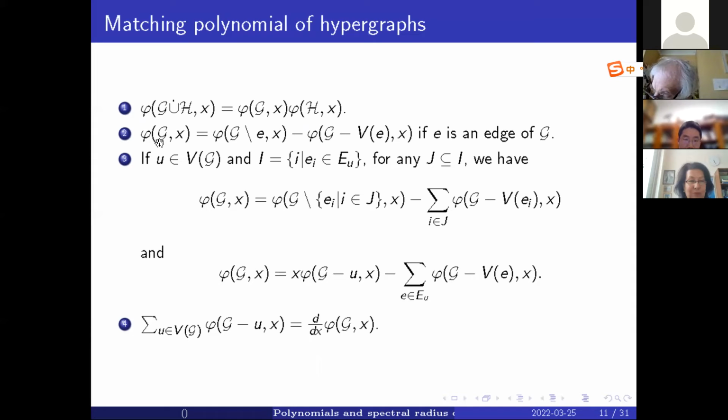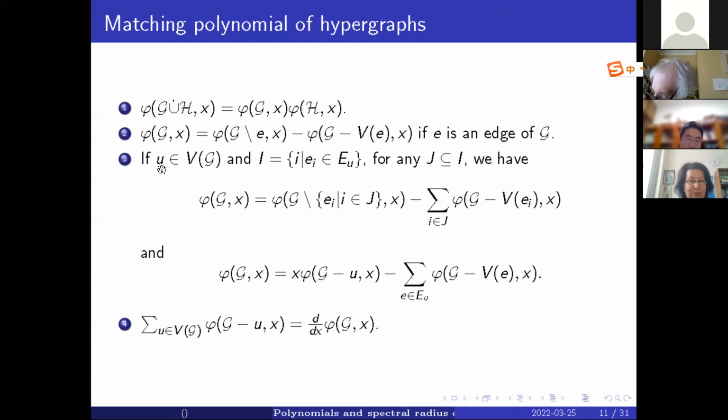The matching polynomial of hypergraph G is equal to the matching polynomial of the hypergraph G minus the edge E, minus the matching polynomial of the hypergraph obtained from G by deleting all vertices in the edge E.